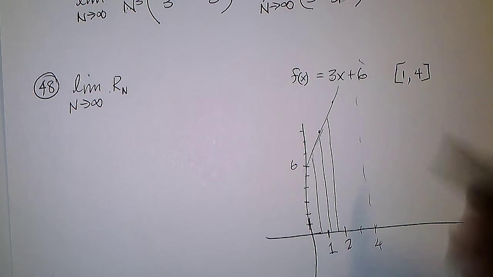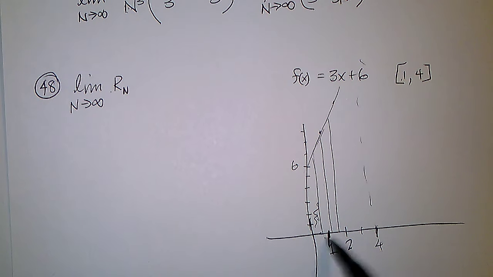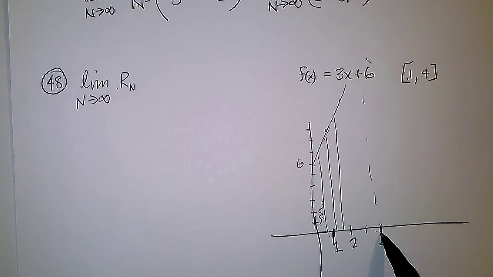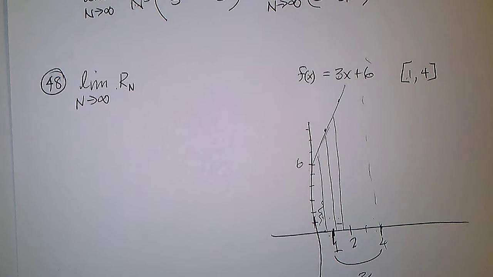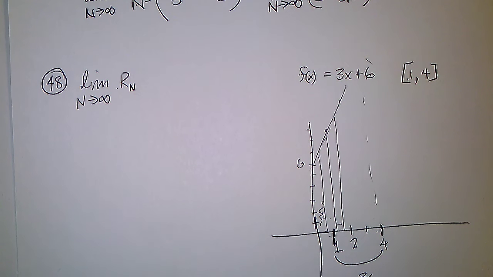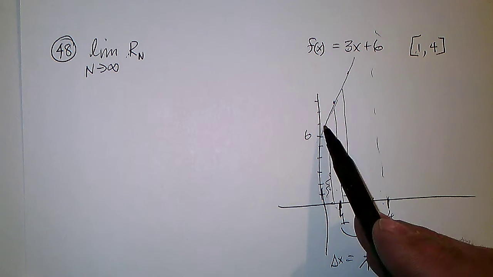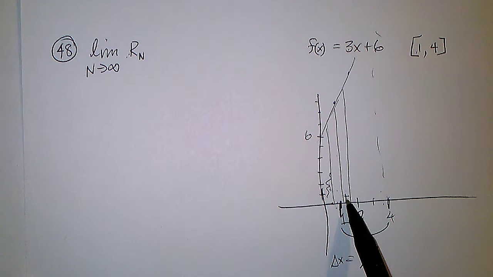Well, I'm supposed to do from 1 to 4, so I didn't set this first one up right. That's a total width of 3. So each one of these, if I split it into n pieces, each one is going to be 3 divided by n wide. So that's the change in x for each one of them. Okay? Now, we're supposed to do the right side. So I don't want to start at 1. I want to go to the right side of that first one. So I want to jump 1.